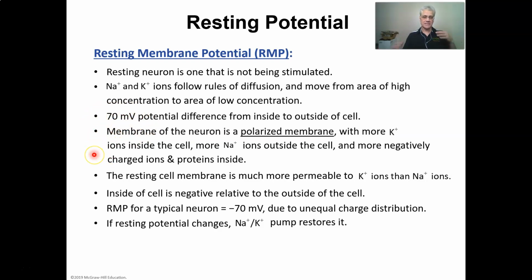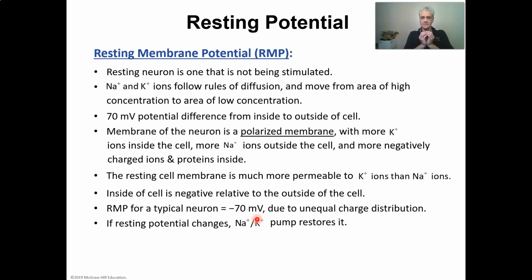70 millivolts. 70 millivolts is the difference of charge distribution from the outside to the inside of a neuron. Now, we always measure the voltage difference from the inside compared to the outside. And so the resting membrane potential, this RMP value, is reported in physiology everywhere as a negative 70 millivolts. So the inside of the cell is negative relative to the outside of the cell. How much negative? Negative 70 millivolts. So that's just thousandths of a volt. And you might say, well, what's the big deal?